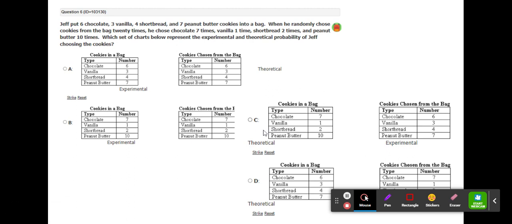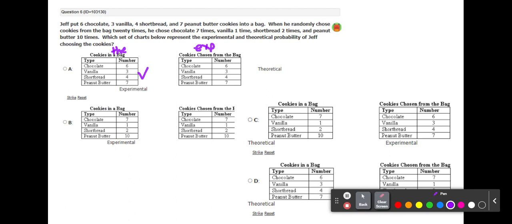Okay, question 6. This one looked really weird online, I know, but this was supposed to always be the theoretical, and this second one was the experimental chart. And we were trying to figure out which one was correct out of these 4 options. So if there's 6 chocolate, 3 vanilla, 4 shortbread, and 7 peanut butter in a bag, that's the theoretical. That would be the theoretical chance he would have to get chocolate, vanilla, shortbread, and peanut butter. So I'm going to say that this one so far could be good, but B cannot be.